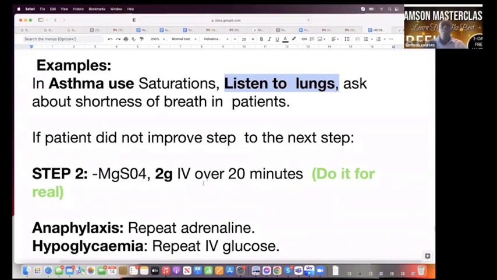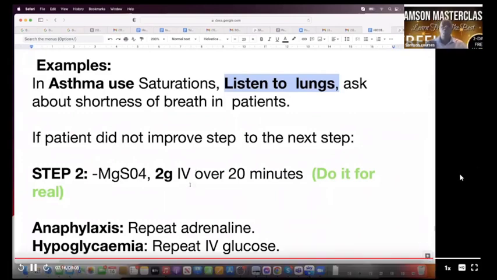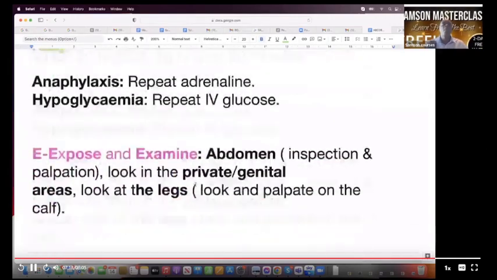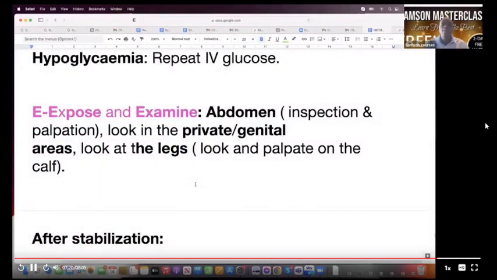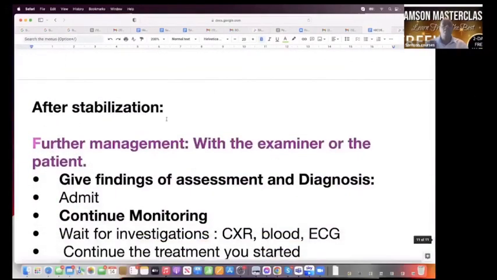But if the patient didn't respond, then we would discuss with the seniors or the respiratory team so the patient can receive IV aminophylline. We would step up. We don't need to step up because the patient has responded well, and we have stabilized the patient. What's next is further management after stabilization.